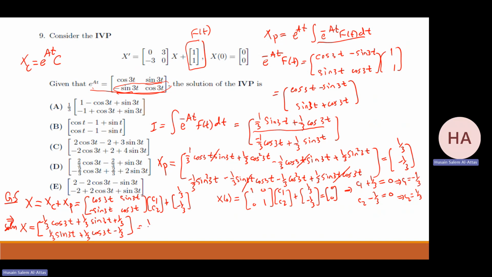If I take 1 over 3 as a common factor from everything, I have what? 1 minus cosine 3t plus sine 3t. And this one will be minus 1 plus cosine 3t plus sine 3t, which is this one.